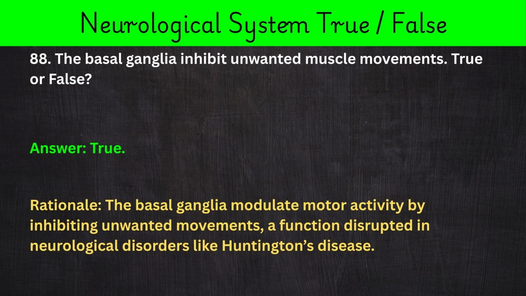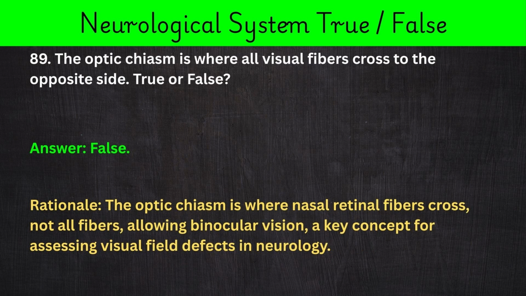Rationale: the basal ganglia modulate motor activity by inhibiting unwanted movements, a function disrupted in neurological disorders like Huntington's disease. 89. The optic chiasm is where all visual fibers cross to the opposite side. True or false? Answer: false.